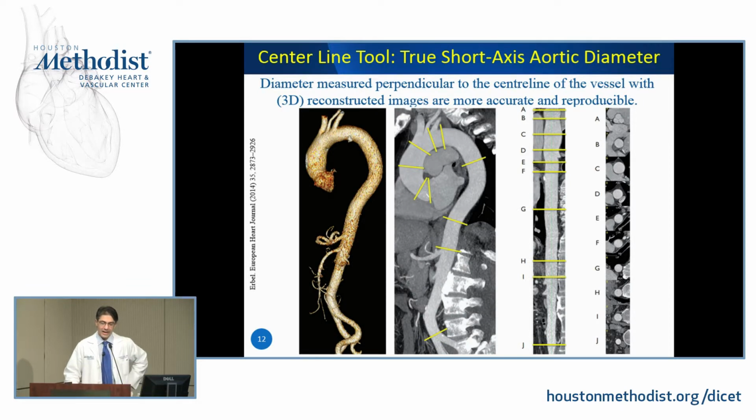CT has made it kind of easy now. All these advanced software algorithms have a center line which tracks the entire aorta. So you literally can move point by point to any location you want to make a measurement in, and the computer will give you what the true perpendicular cross section to that point is.